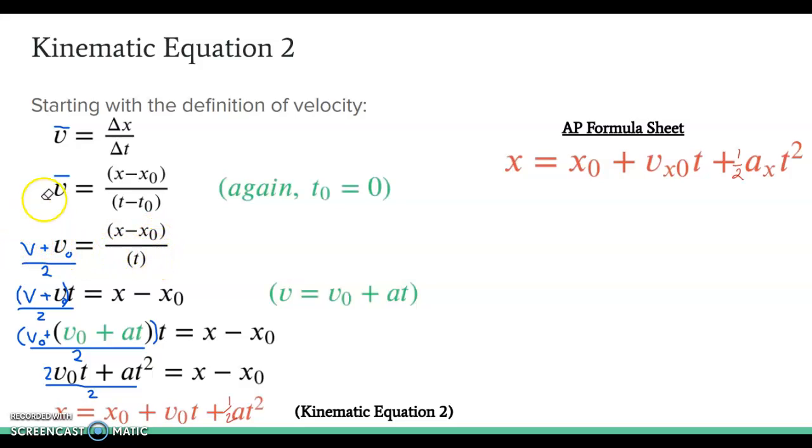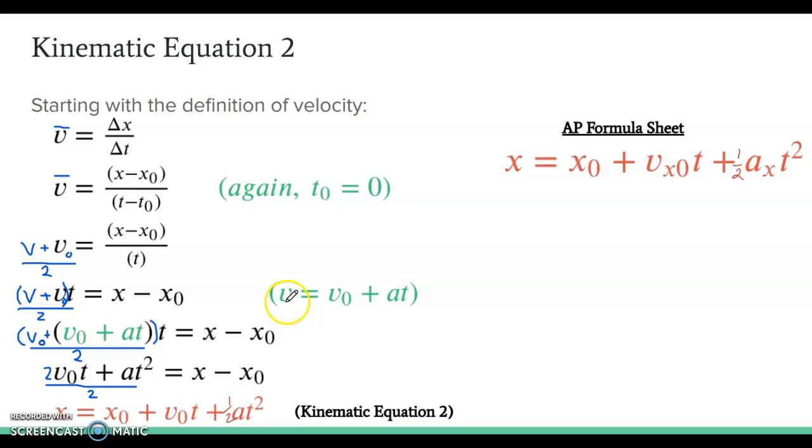The average velocity, the bar symbol above the variable indicates that you're dealing with an average. So that would be the final velocity plus the initial velocity divided by 2. This is my average velocity. This is the definition. If I multiply by t, that t has to get distributed to the whole left side.